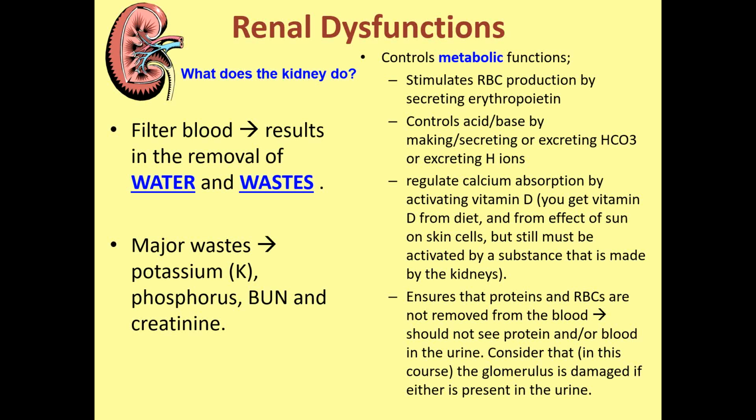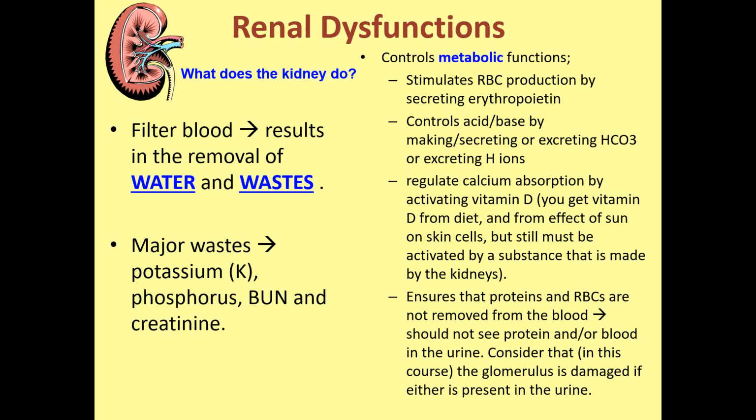is that the kidney secretes a substance known as erythropoietin that stimulates RBC production. The kidney makes and can either excrete bicarbonate or it can excrete hydrogen if the patient is overly acidotic. The kidney can also regulate calcium absorption by activating vitamin D. So vitamin D comes from the sun and from the diet, but we need activated vitamin D to help with the absorption of calcium, and the kidney makes the substance that activates vitamin D.